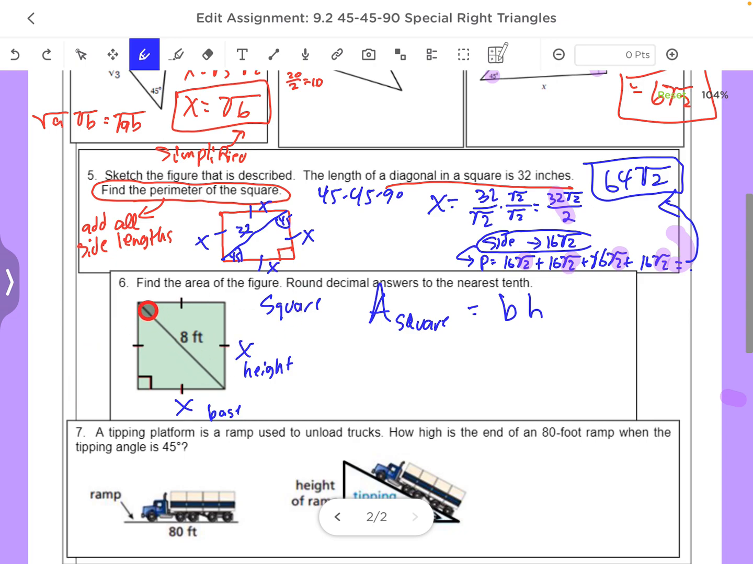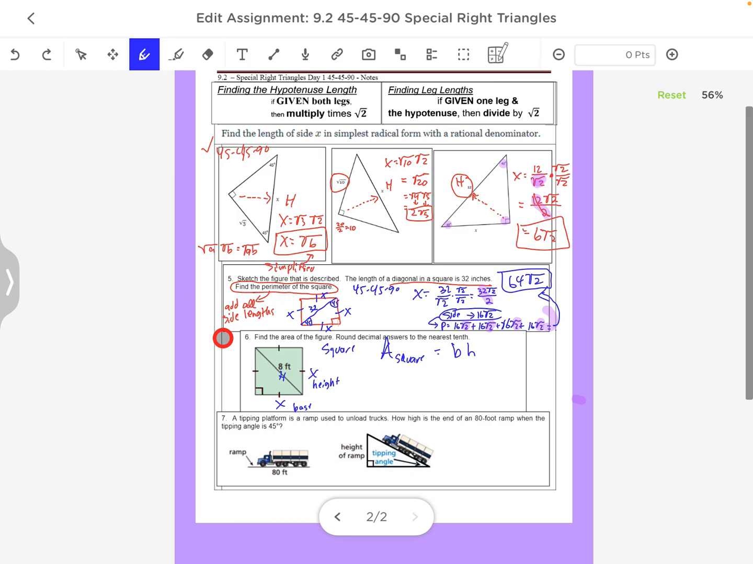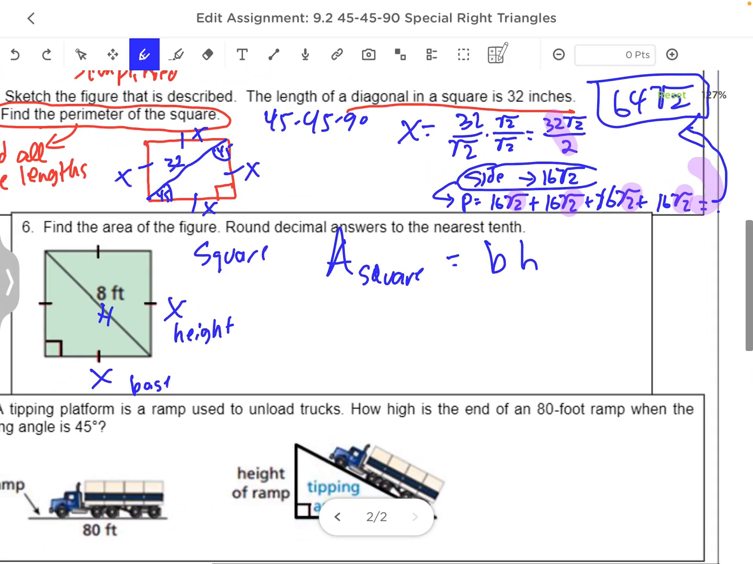So what do we know? That's a diagonal, so that's a hypotenuse. We're trying to find the leg, so we are going to divide by that square root of 2. So let's do it. We're going to say x is equal to our hypotenuse of 8 divided by the square root of 2. But our lesson tells us we can't have that, right? So we need to rationalize that. We're going to multiply by the square root of 2 over square root of 2.